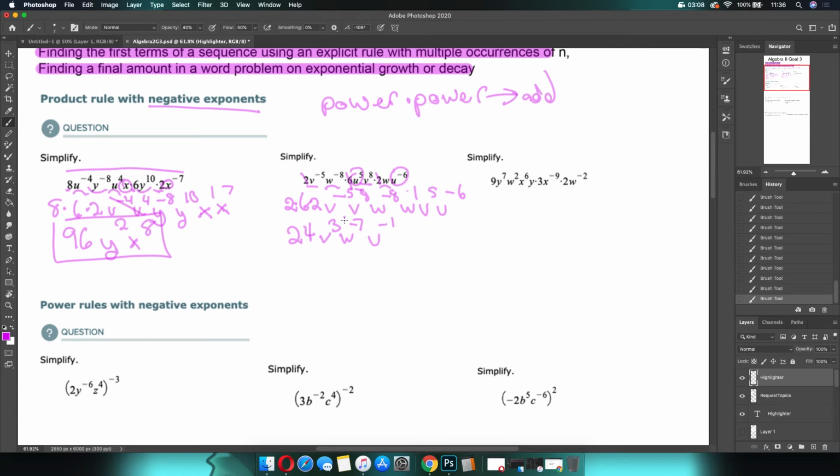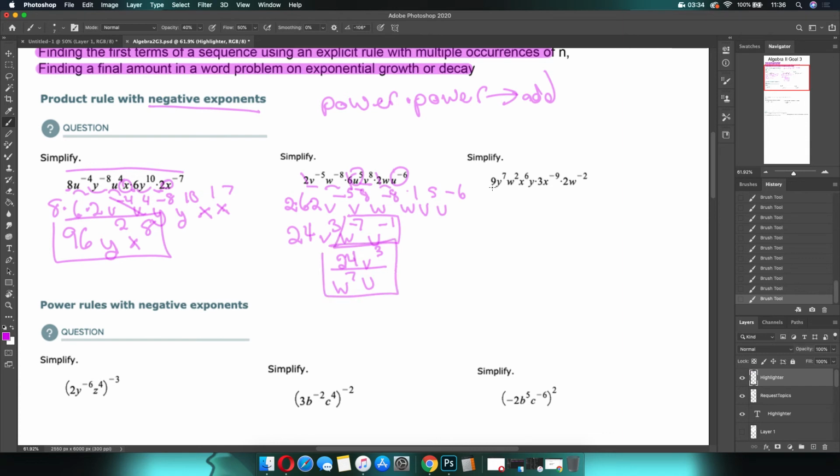Now, here's the problem. Those two pieces are in the wrong spot. I know they're in the wrong spot because their exponents are negative. So what that means is we have to flip where they are in the fraction bar. So 24 is where it's supposed to be, v cubed is where it's supposed to be, and w to the 7th and u flip where they are in your fraction bar, okay?